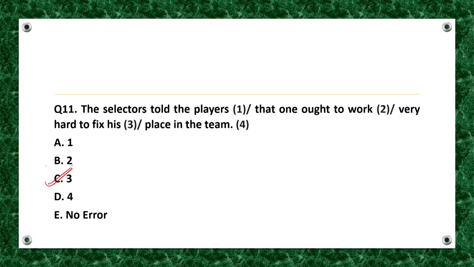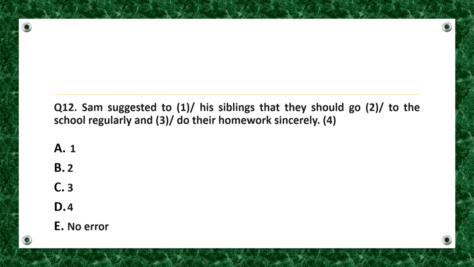That is, the error lies in part 3 of the sentence. As you can see here, one is used, and as we all know that one, if used in a sentence, should be used throughout. Hence, replace his with one. So, the correct sentence is, the selectors told the players that one ought to work very hard to fix one's place in the team. Fine. Now, moving forward, solve the next one.